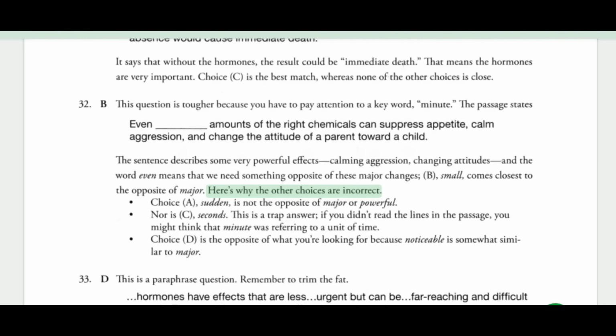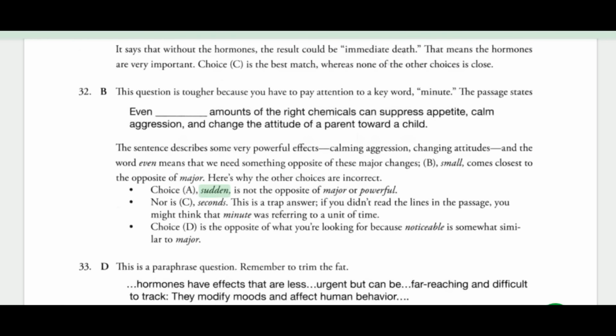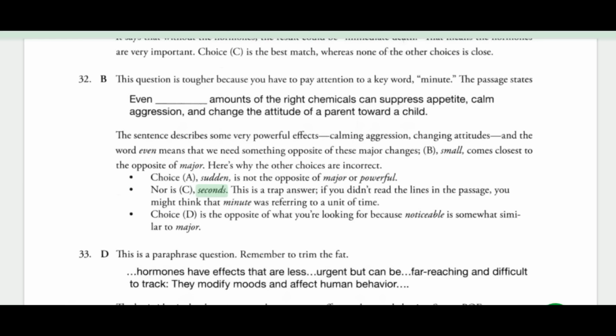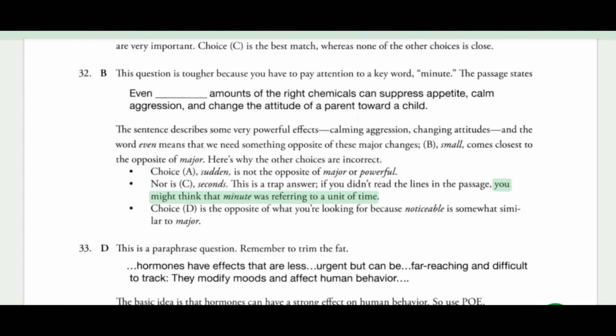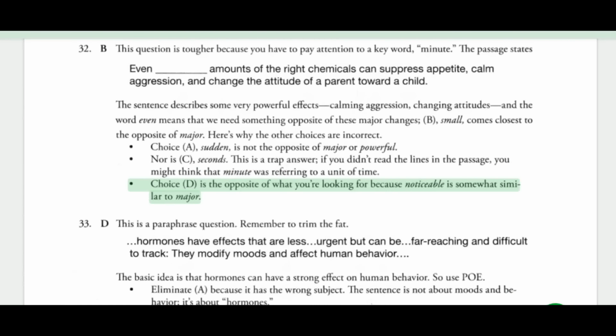Here's why the other choices are incorrect. Choice A, sudden, is not the opposite of major or powerful. Nor is C, seconds. This is a trap answer. If you didn't read the lines in the passage, you might think that minute was referring to a unit of time. Choice D is the opposite of what you're looking for because noticeable is somewhat similar to major.